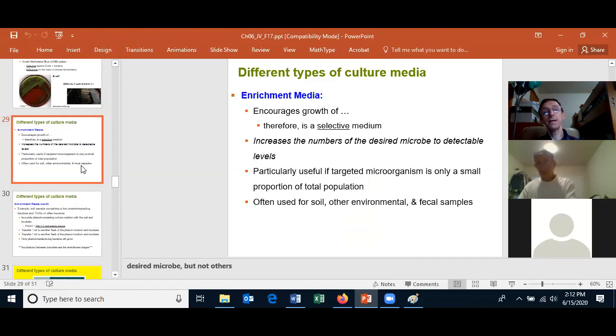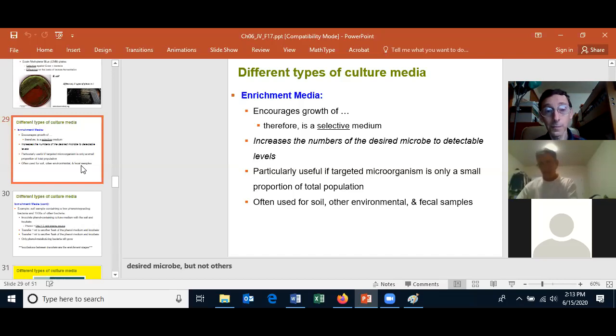Another type of media is an enrichment media, and this encourages the growth of certain things and discourages the growth of other things. So an enrichment media is a selective media, but we use it not really for, well, selection. We use it for enrichment, meaning that if we're wanting to see a certain thing, then we grow it in an enriched media that helps select for what we're trying to find. Any question about that?